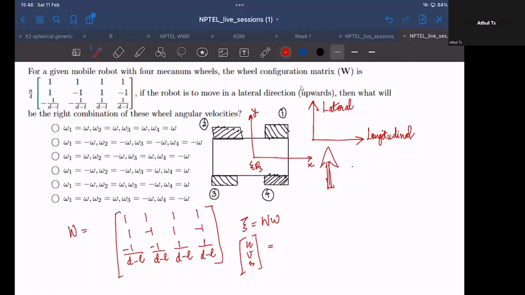So in this regard, what is the right combination of angular velocities? In essence, you would require zeta to be (0, k, 0). You would only expect a zeta matrix that has a component along the v component. All the other components should be 0. So that means the robot can only have one velocity along the lateral direction, and all the other two components should be 0. That is what the question asks. So what would be the right combination so that it would give zeta (0, k, 0)?